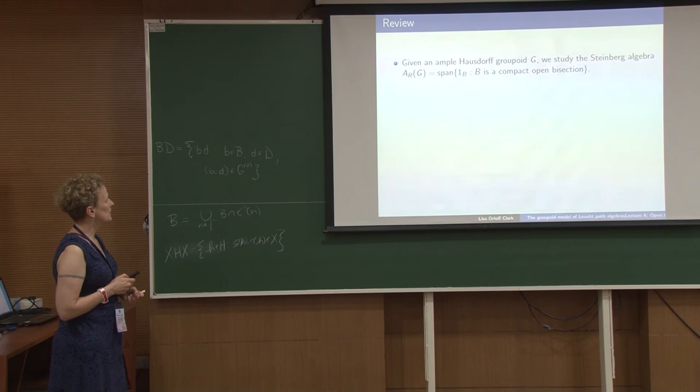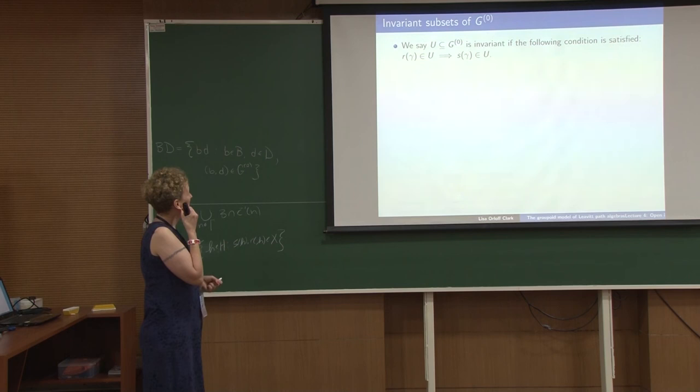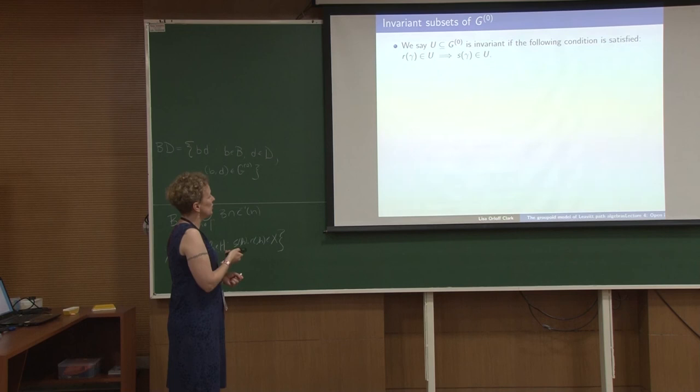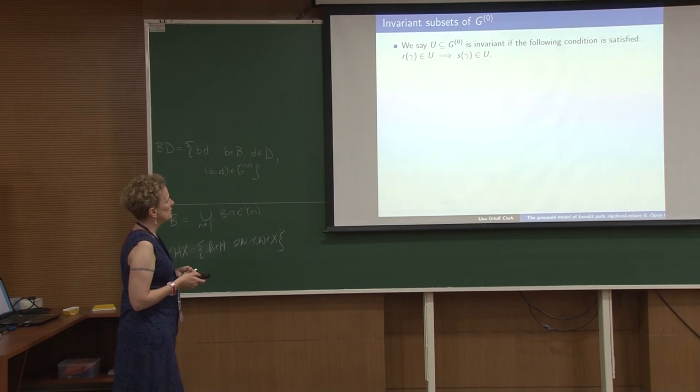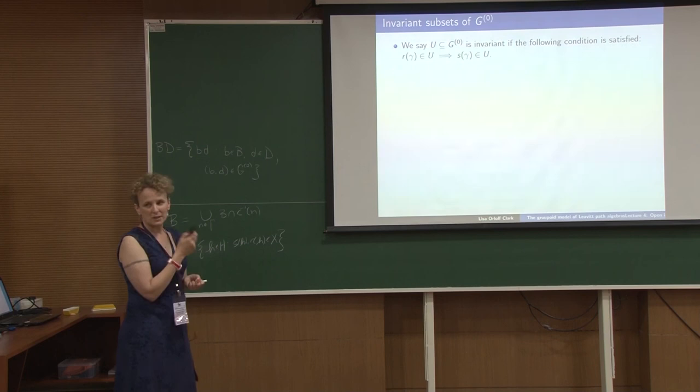Invariant subsets of the unit space. So what do we mean by invariant subsets? We say a set U in the unit space, I'm calling it the unit space now because we're in a topological groupoid, so it's actually a topological space, is invariant if the following condition is satisfied: if the range of gamma is in U for some gamma, then the source of gamma is also in U.